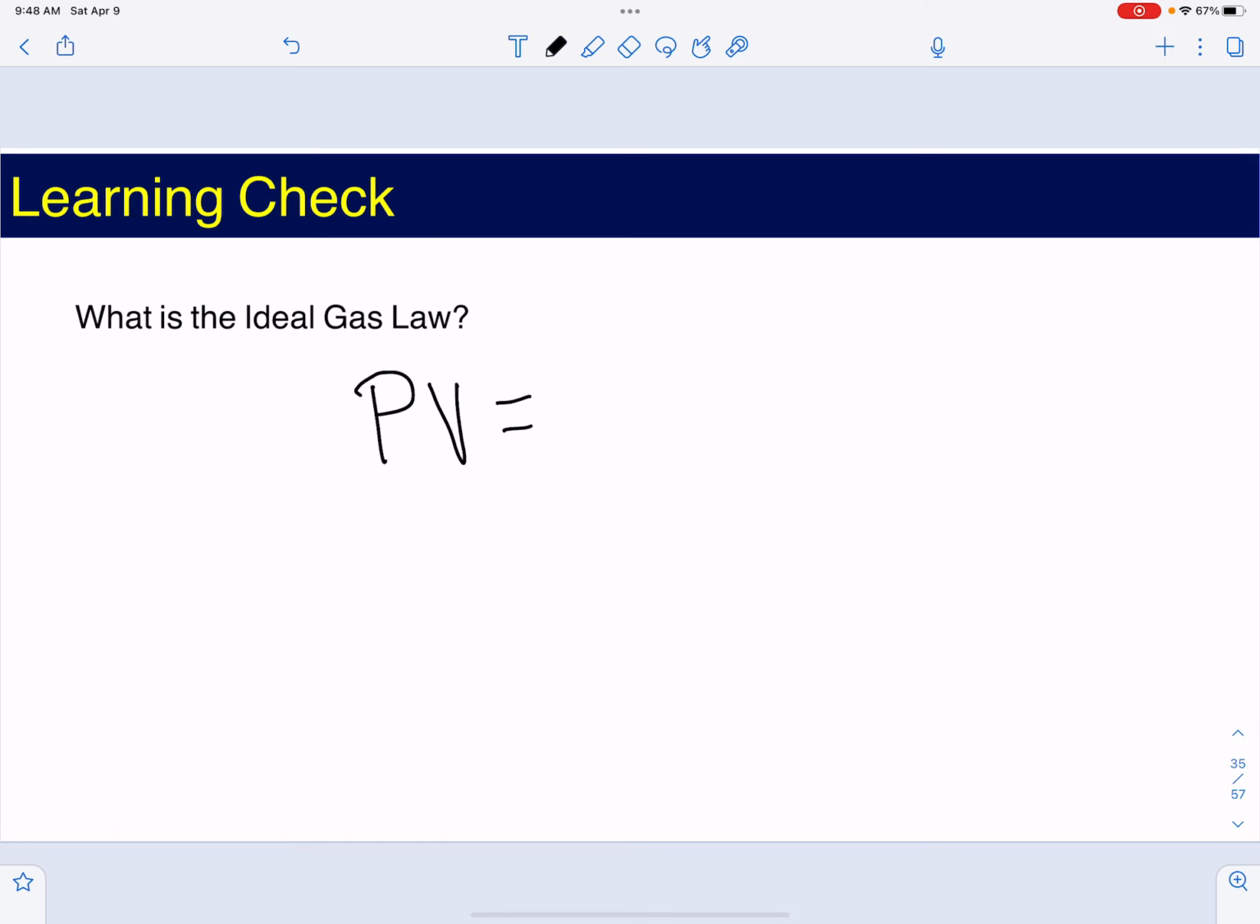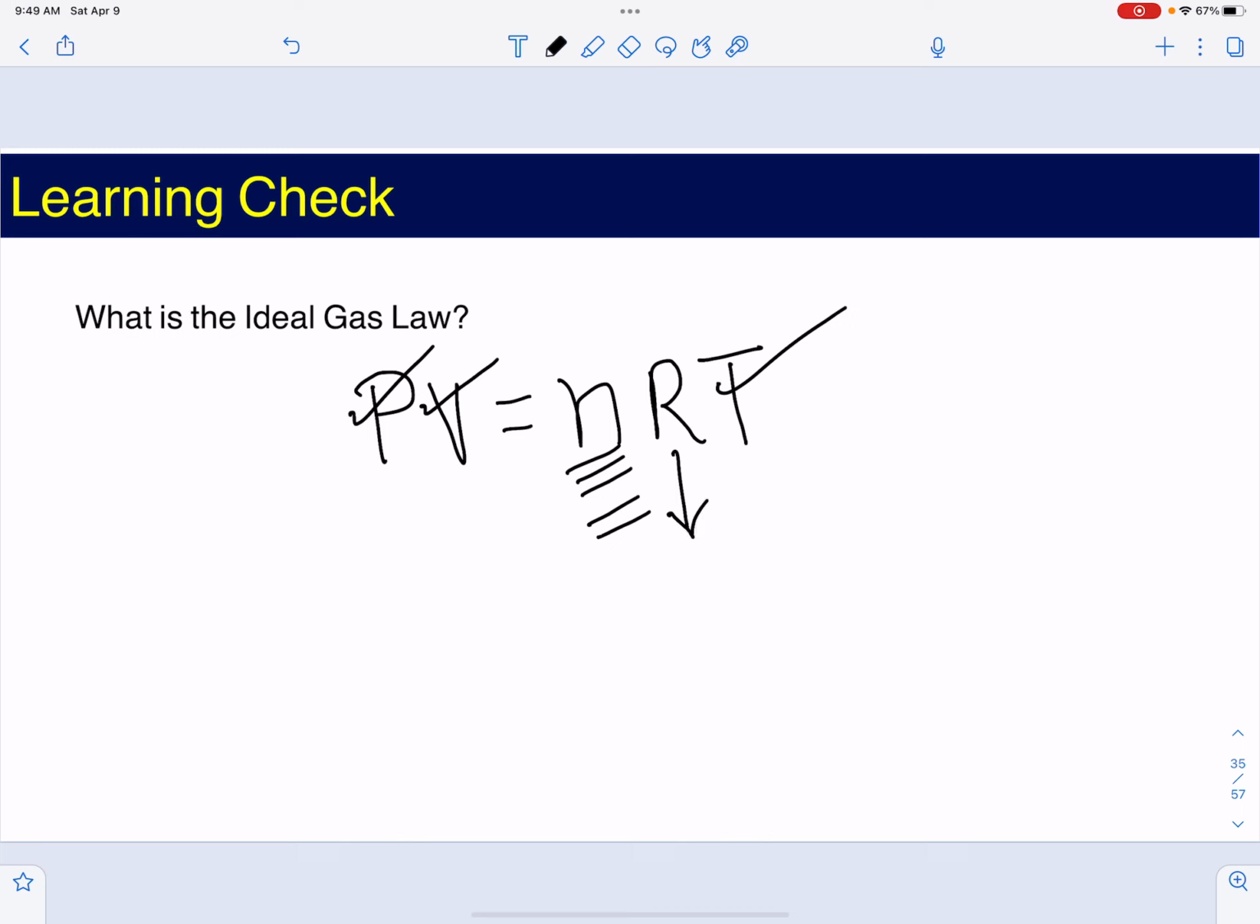PV equals nRT. Notice that there's no P1 or V1 because this is no longer before and what happens after we change something. This is right here, right now. If the pressure is so much and the volume is so much and the temperature is so much, how much gas do I have?